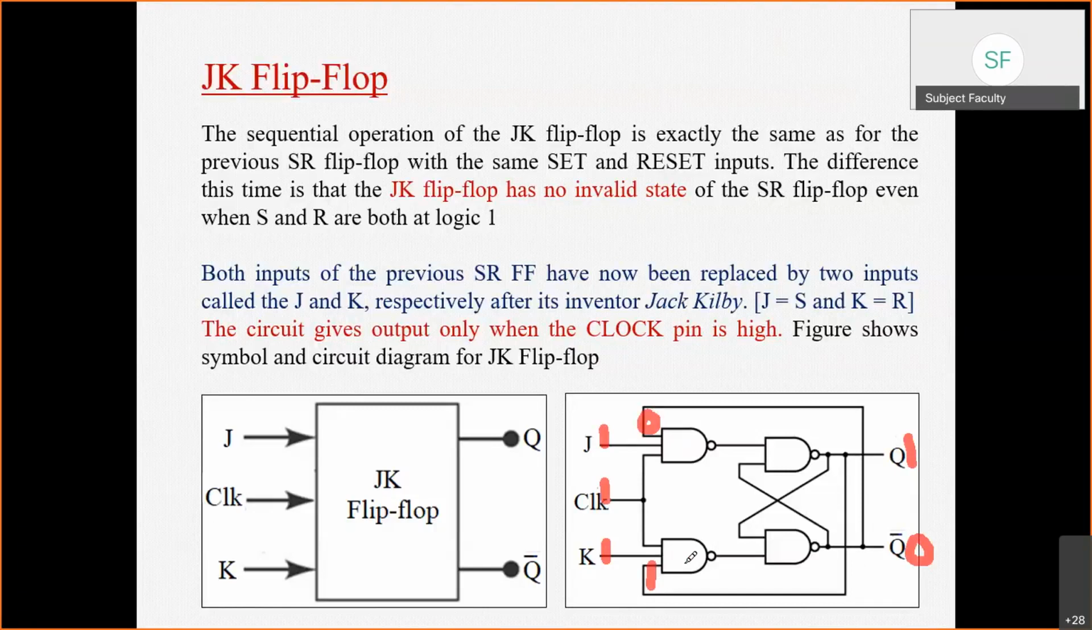So now for the lower 3 input NAND gate, all inputs are 1. That means its output is 0. For the upper 3 input NAND gate, one of the inputs is 0. So that means the output is 1. Similarly, we are applying this same logic. Whenever one of the inputs to the NAND gate is 0, its output will be 1.